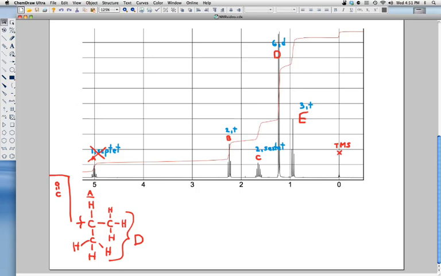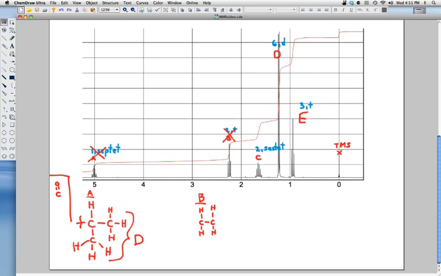Okay, so let's move on. Now we'll take a look at our peak B. Peak B here, integral of 2 and a triplet. So let's draw that out here. For peak B, we have 2 hydrogens connected to a carbon atom, and that is a triplet, so it has 2 neighbors. Let's draw those 2 neighbors in here, and that corresponds to B. So now B is done.